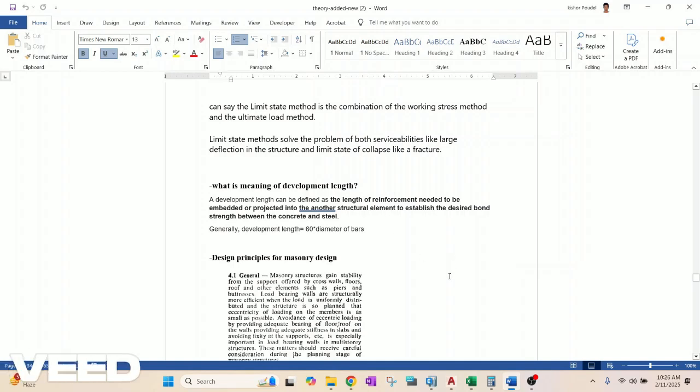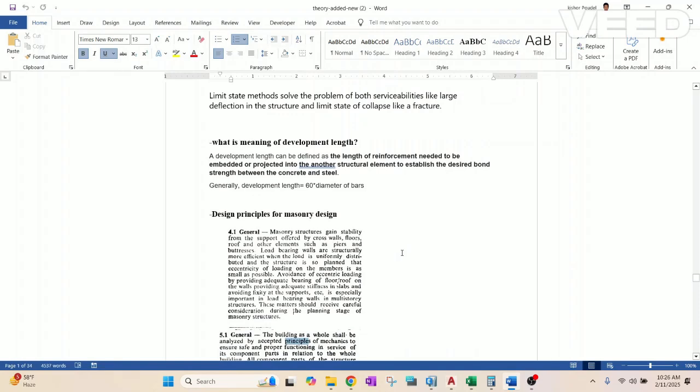Hello everyone. In this lecture series, we are going to read about different topics related to civil engineering and architecture. So, in this lecture, we are going to discuss what a development length is and how we can find out the value of a development length.